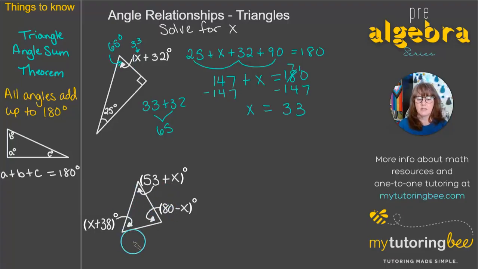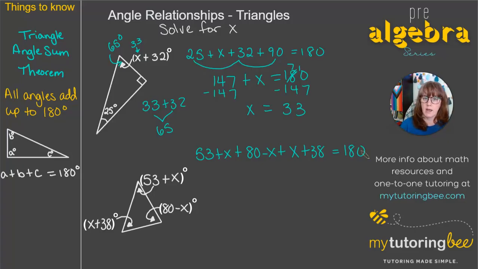All right, let's go down to this last problem here. So in this triangle, all of our angle measurements are labeled as expressions, algebraic expressions. So we're going to just put all of these expressions together, sum them up, and set them equal to 180. So we've got 53 plus x plus 80 minus x plus x plus 38, that is all equal to 180. So the reason that we want to set up these equations this way is so that we can actually solve for x using the algebra that we've learned how to do.